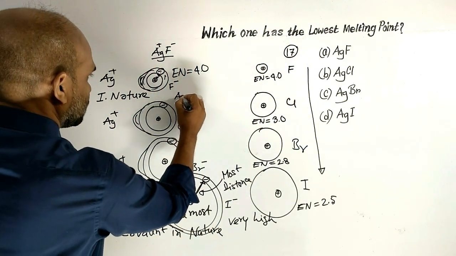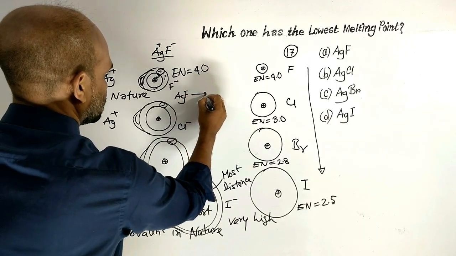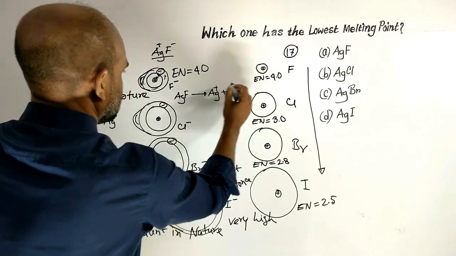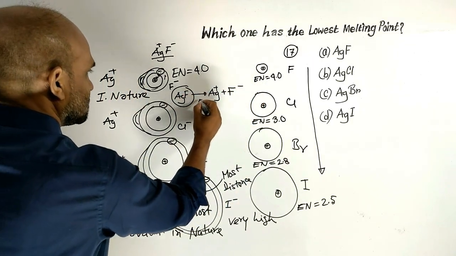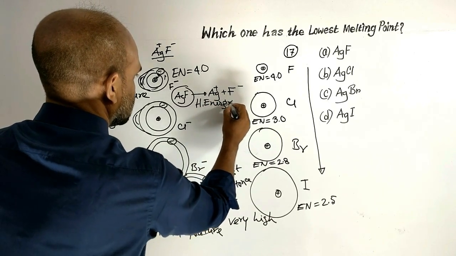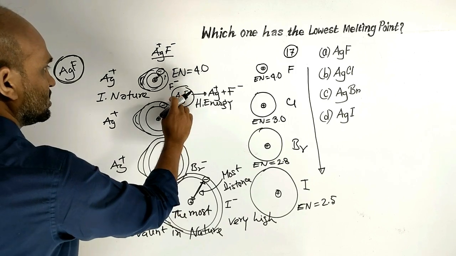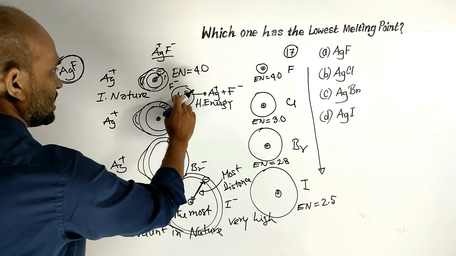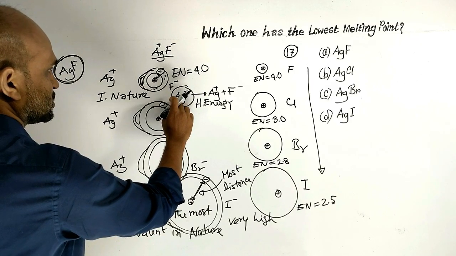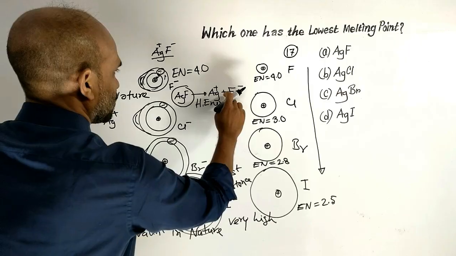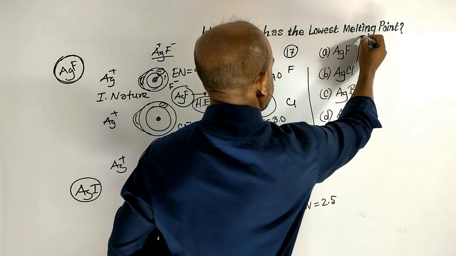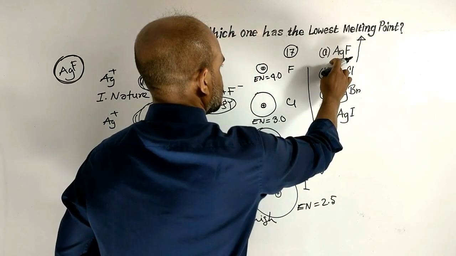In the case of silver fluoride, this is an ionic compound. To separate these ions, high energy is required, as this is a completely ionic compound. The positive ion and negative ion are strongly bonded to each other. That is why to separate the positive ion from the negative ion, high energy is required. In the case of silver fluoride, the melting point is very high.